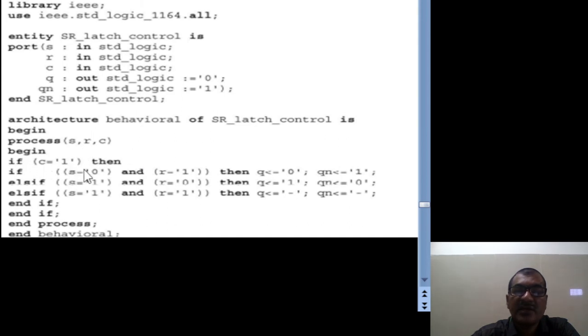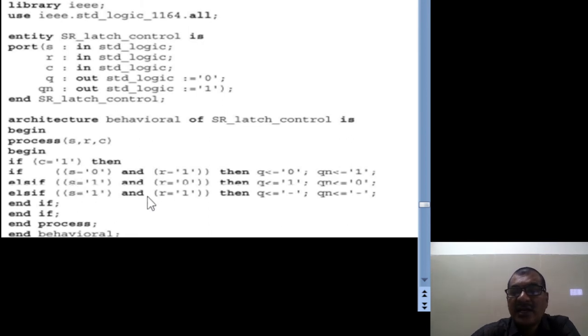If clock equal to 1, then if S equal to 0 and R equal to 1, S0 R1 means the reset state, right? So Q is 0, Q bar is 1, where Q bar means the negation of Q, so Qn equal to 1. Else, if this condition fails, it is going to check another combination of S and R values.